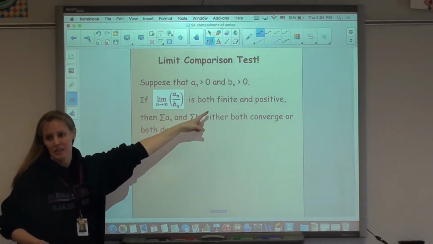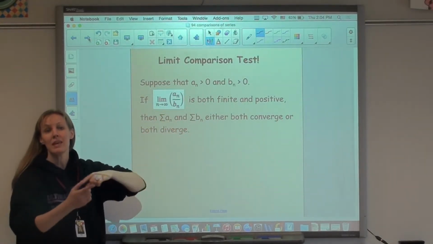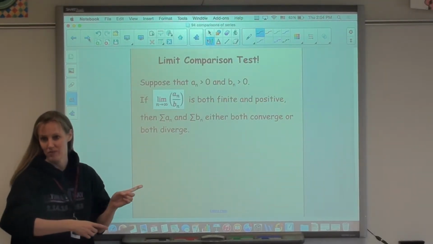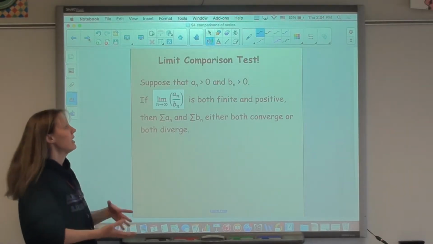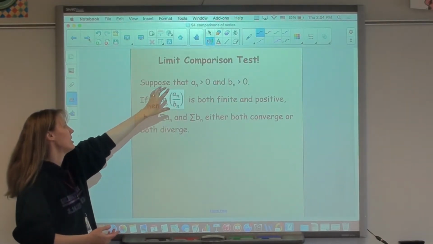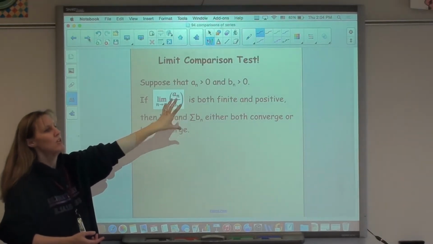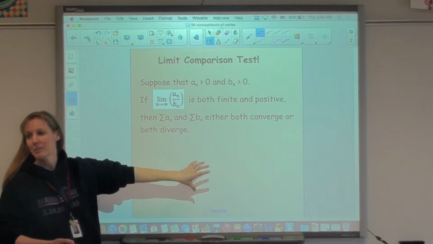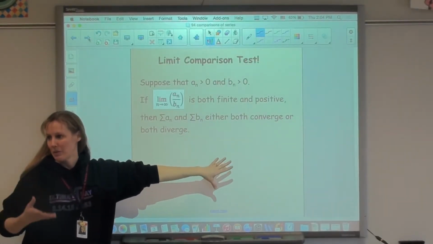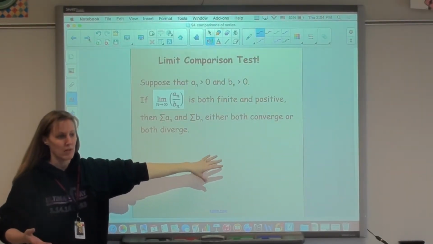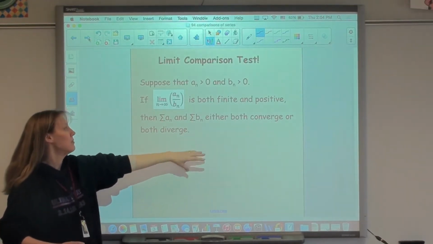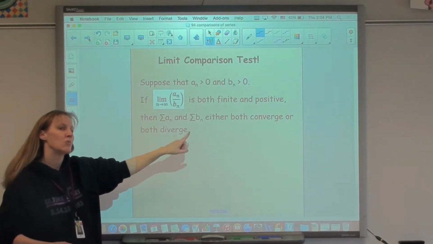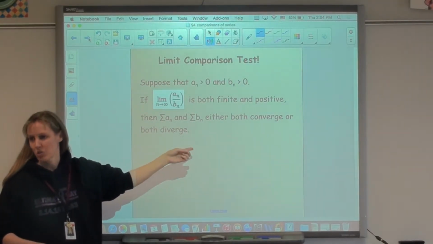If the limit exists, if it's finite and positive, then they match, meaning that they either both converge or they both diverge. You find a similar series, you divide them and take the limit. If the limit gives you a normal number, like 10, 12, 1/3, whatever, then if the new one converges, the original one converges. If the new one diverges, the original one diverges.